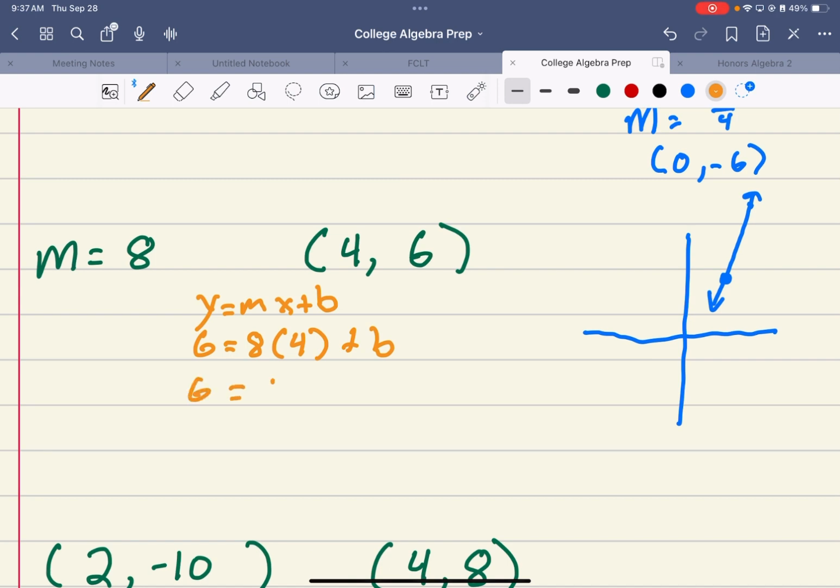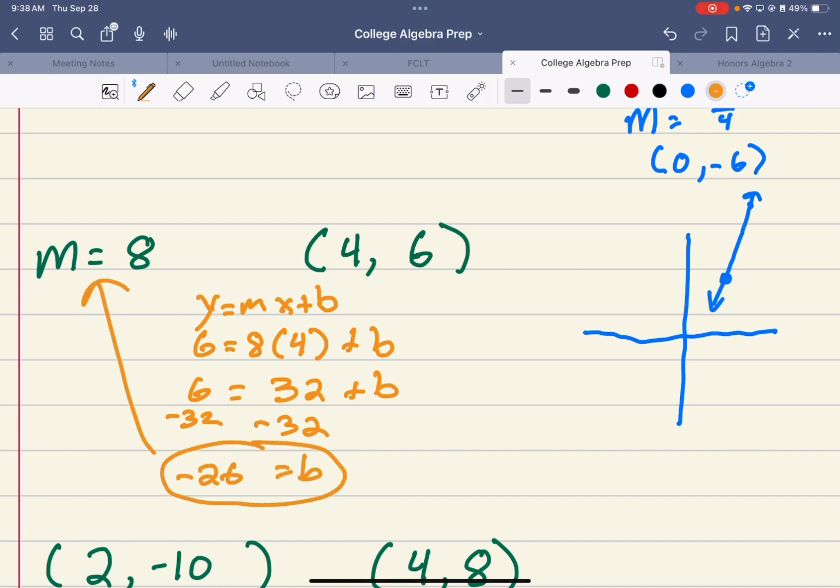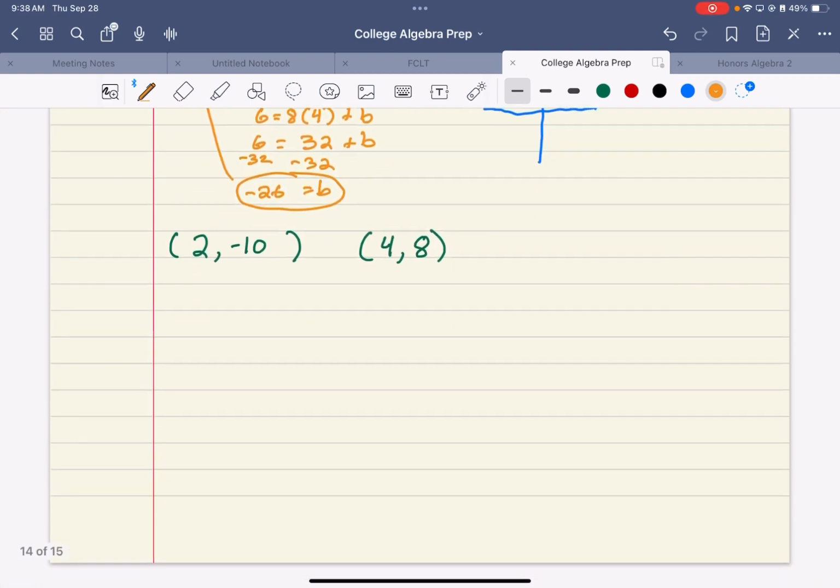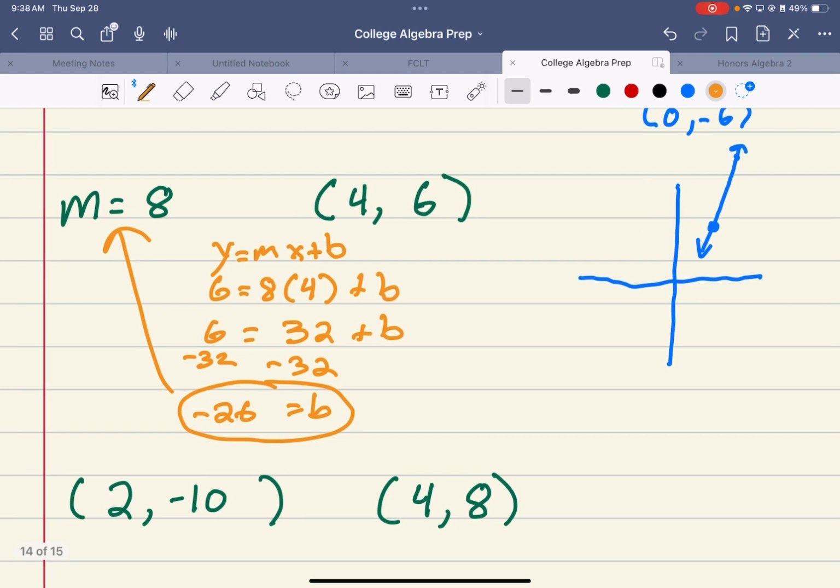8 times 4 is 32. Subtract 32 from both sides. 6 minus 32 is -26 equals b. So there's my b value, there's my slope. So when you write the equation of this one now, you do the same thing we did for the first one. We know the slope, we know the y-intercept, so our equation for this is going to be y is equal to 8x minus 26.